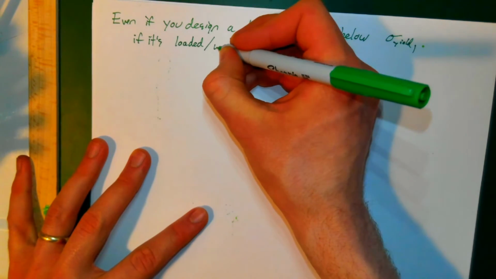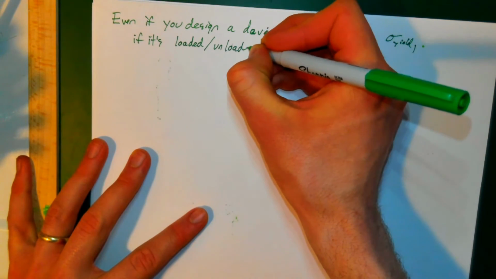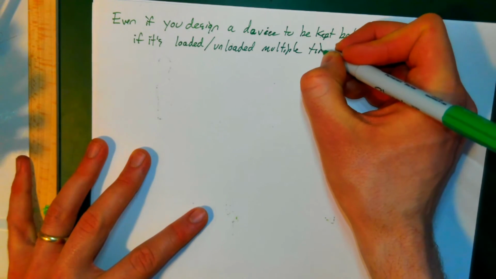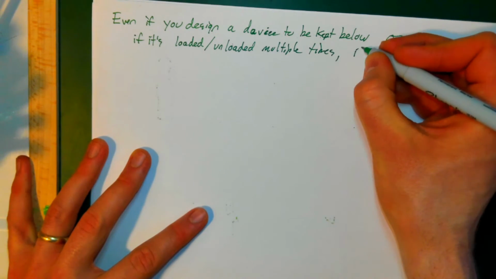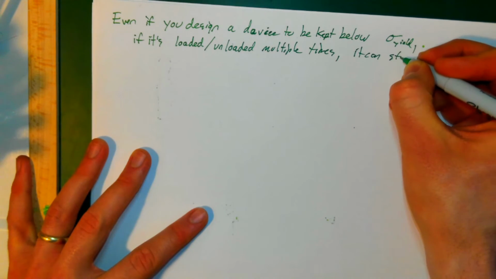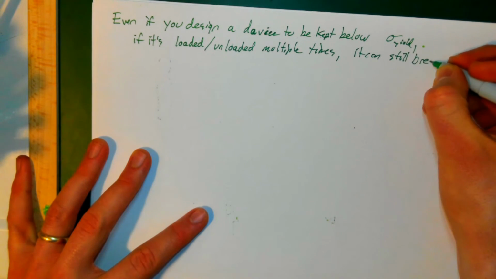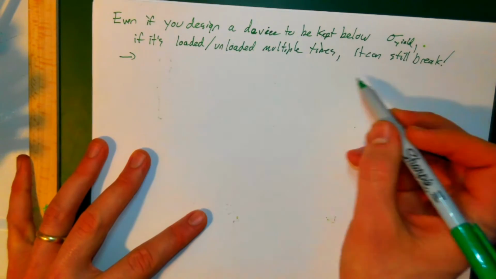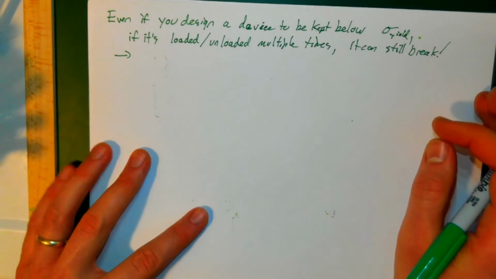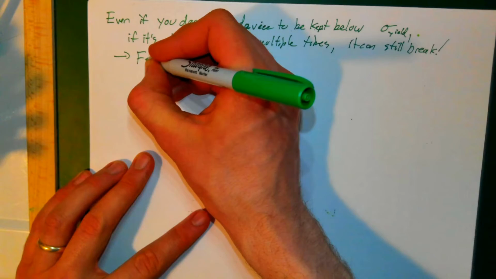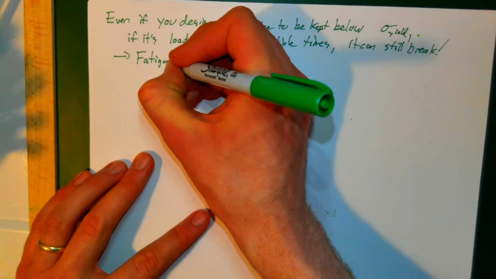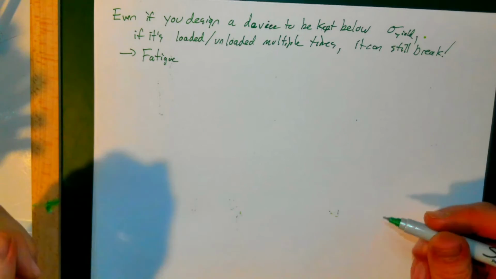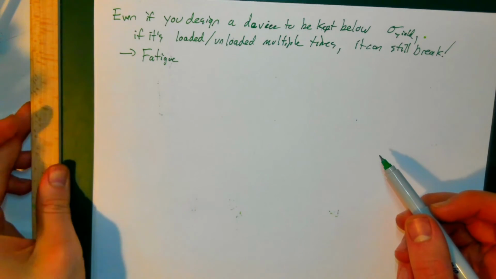If it's loaded and unloaded, it can still break. And the phenomenon of it still breaking even when being loaded and unloaded many times is called fatigue. So what does that mean? What implications does that have?